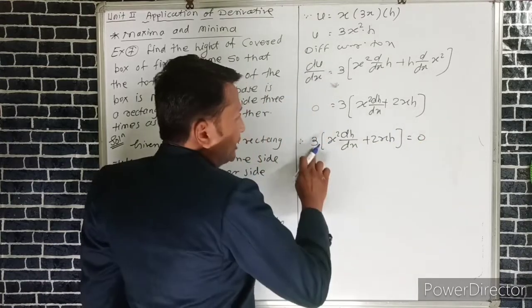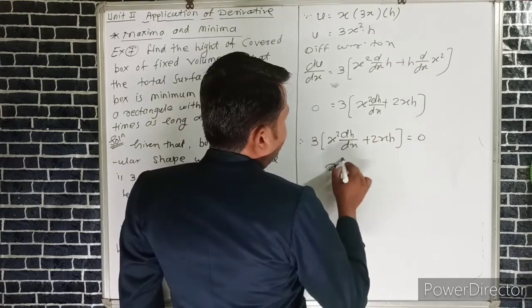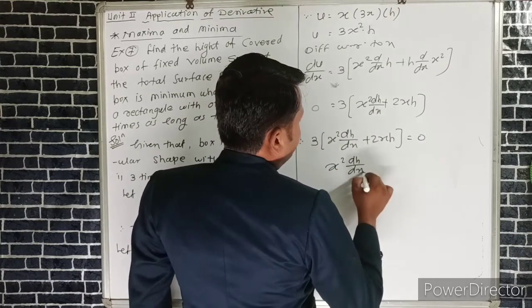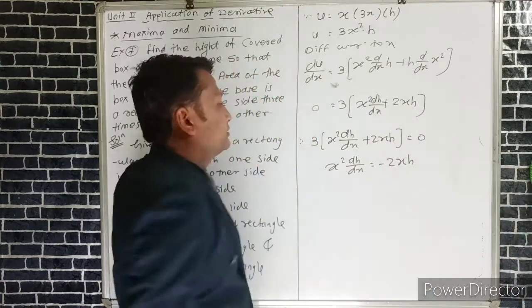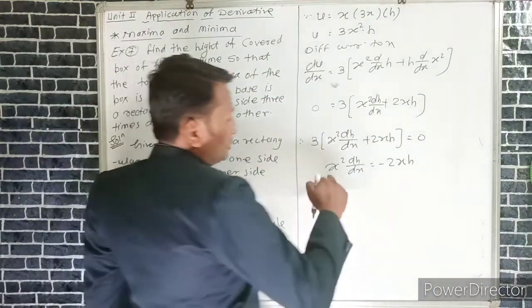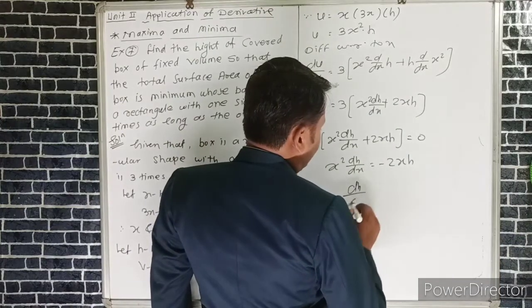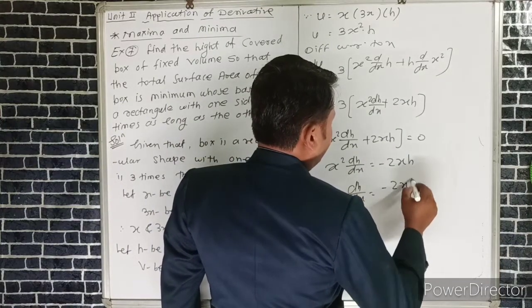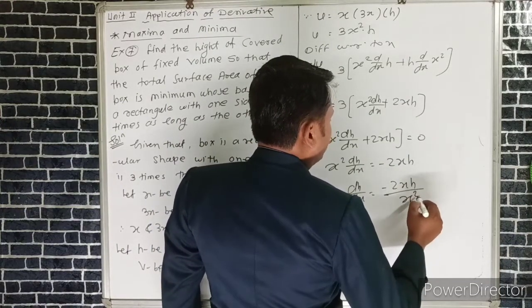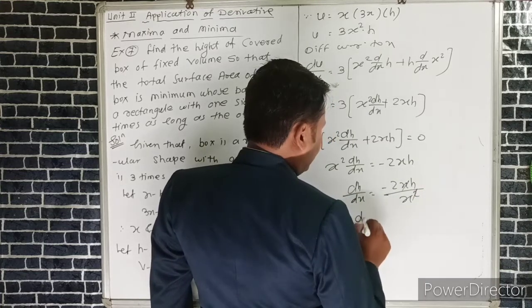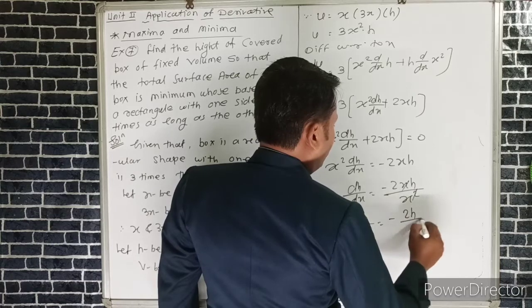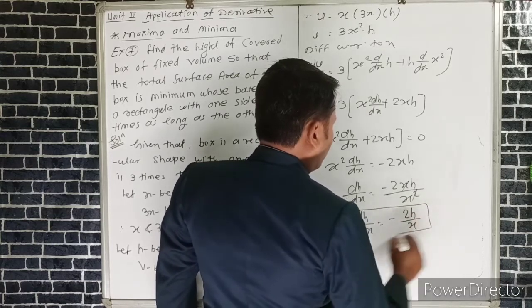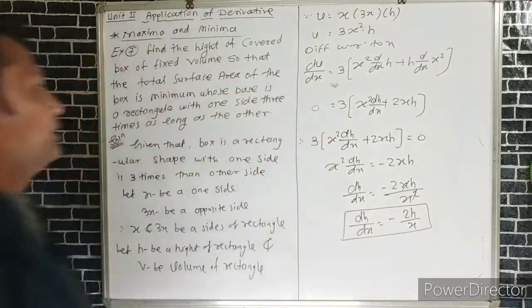If we shift this to the right side, x² into dh/dx equals minus 2xh plus 2xh, which converts into minus 2xh. So dh/dx equals minus 2xh upon x². If we cancel one x, we get dh/dx equals minus 2h upon x, which is the required derivative of dh/dx.